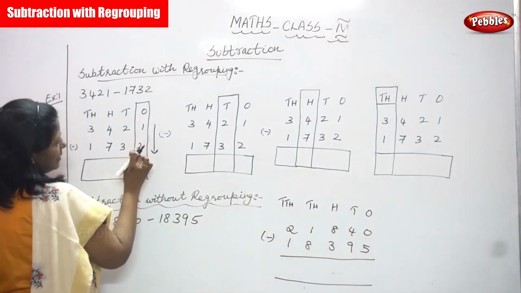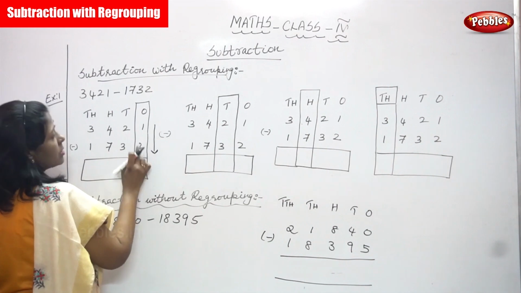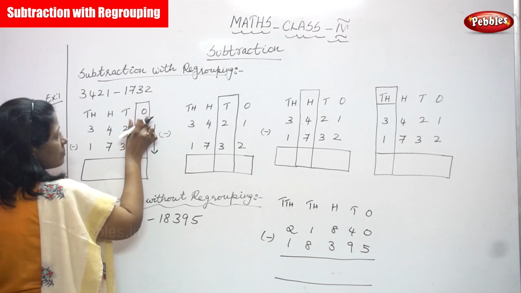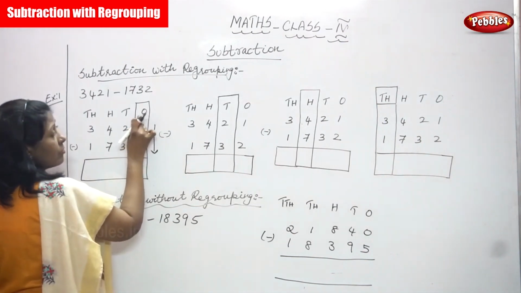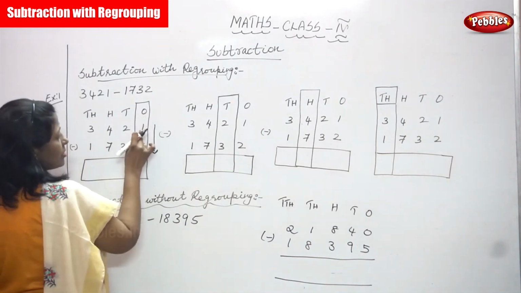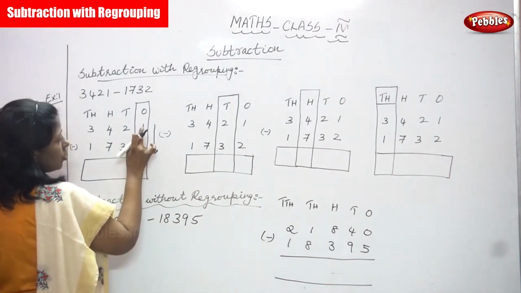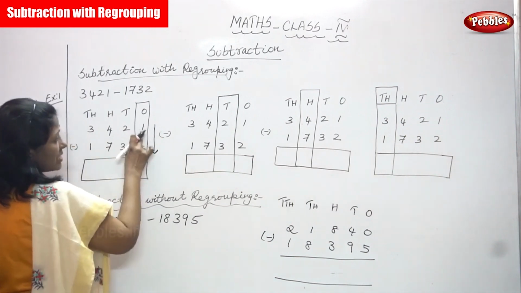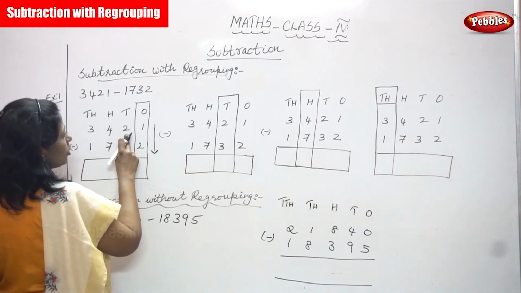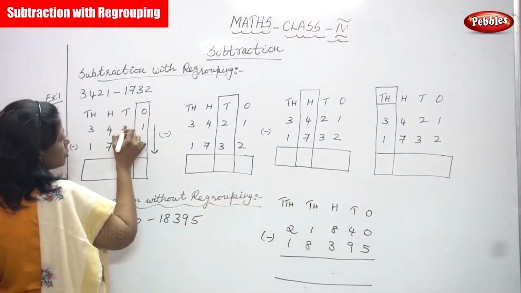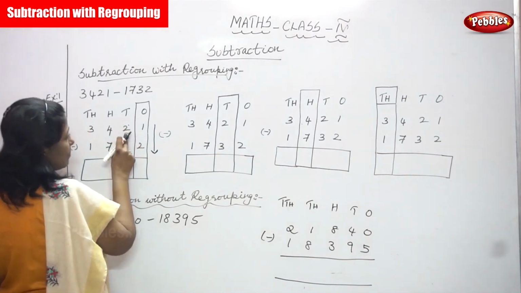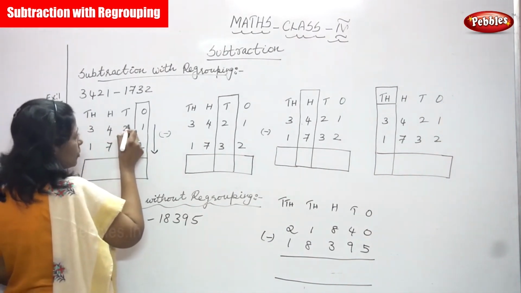See, 1 and 1 subtract with 2. First we are going to take only the ones place value. The ones place first number is 1, second number is 2. So 1 you can't subtract with 2, because 1 is a smaller number and 2 is a bigger number. So you have to borrow from the tens place. What is the number in the tens place? 2. So you have to borrow from here.